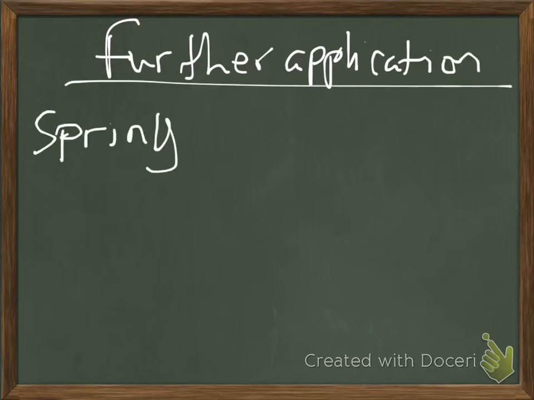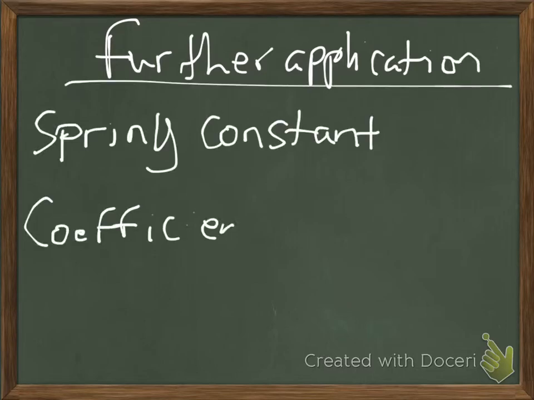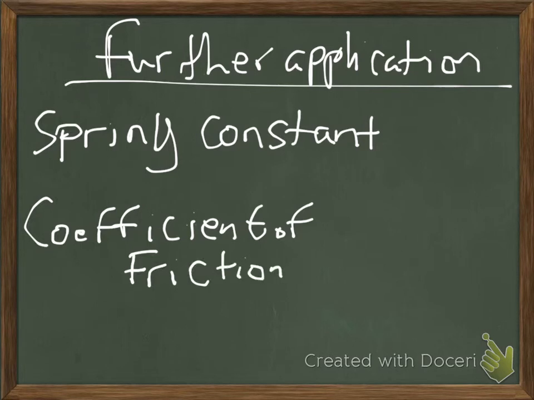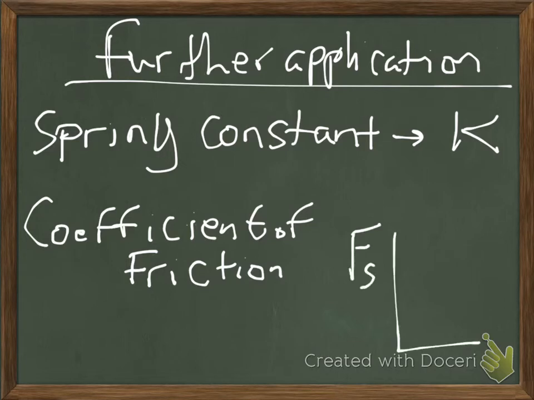Alright, so here are the last couple of applications that we talked about when it came to forces. The first one was spring constant. So the spring constant K, that was what we got from our graph of force of the spring versus displacement. It was the slope of that line. So that slope right there tells you how stiff the spring is. If it had a very high number, then that means that spring was a very strong spring, and if it was a low number, then that means it was a stretchy spring.